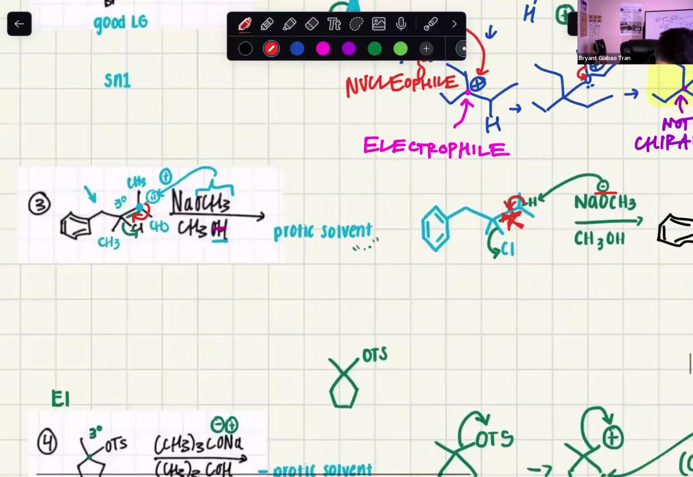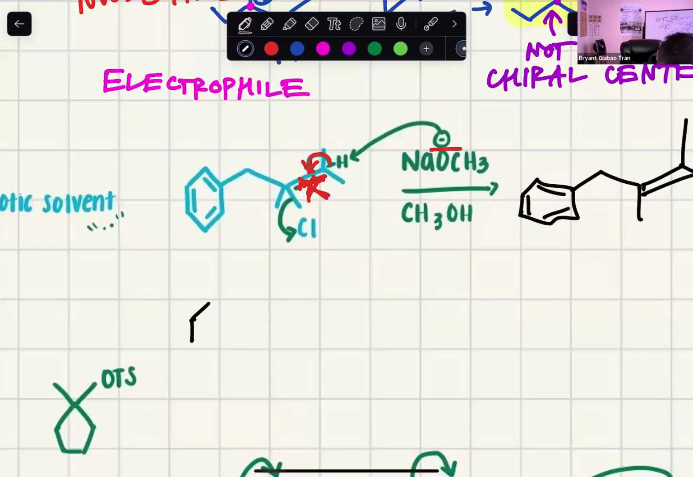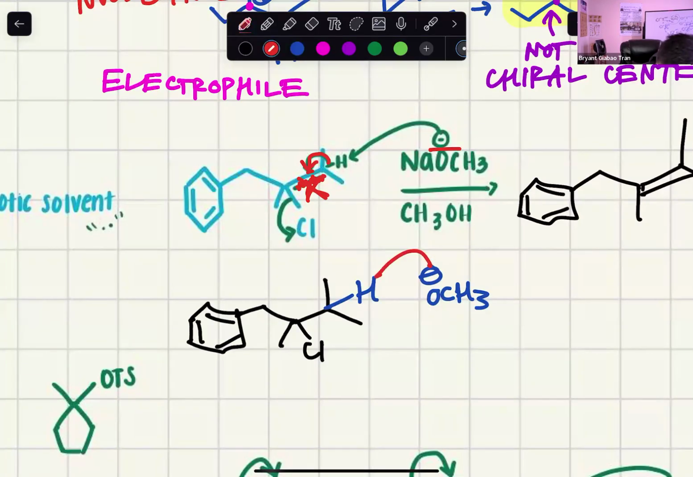Yeah. So the mechanism would look like this right here. Cl, boom, boom. Draw that H. OCH3 minus grabs that H, makes a double bond here, kicks out the leaving group, gives us our final answer like that.